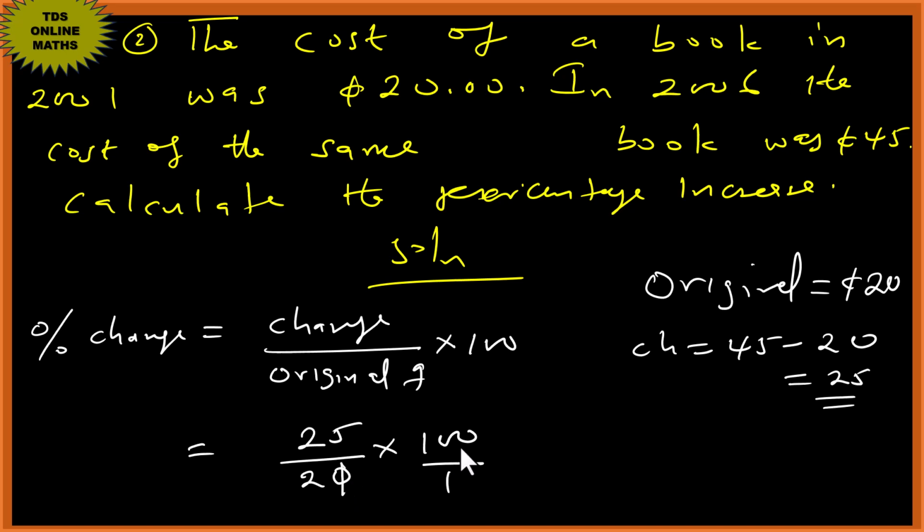So this 0 cancels the 0 here, 2 here, 1, 2 here, 5. So we have 5, 5, 25, 2, 5, 10, we have 125%. All right, so that's that.